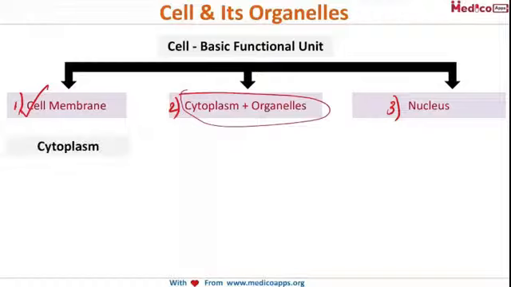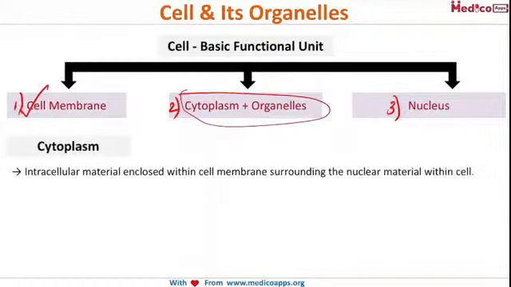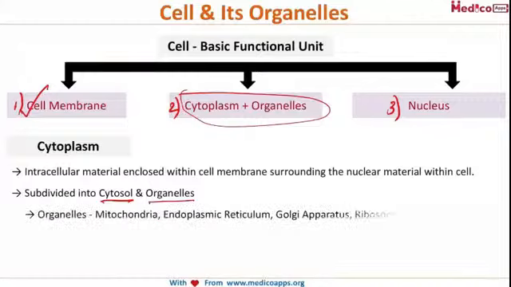Coming to cytoplasm, it is an intracellular material enclosed within the cell membrane and it surrounds the nuclear material, right? It is clear. It is present within the cell membrane and around the nucleus. And it is subdivided broadly into two types, that is number 1 your cytosol, number 2 is its constituents, that's nothing but the organelles. Now we are all familiar with the cell organelles, so let's quickly look at these.